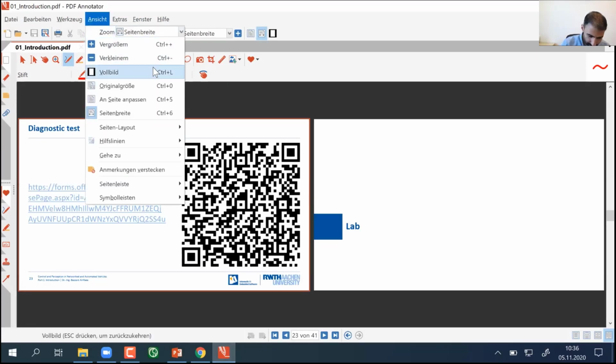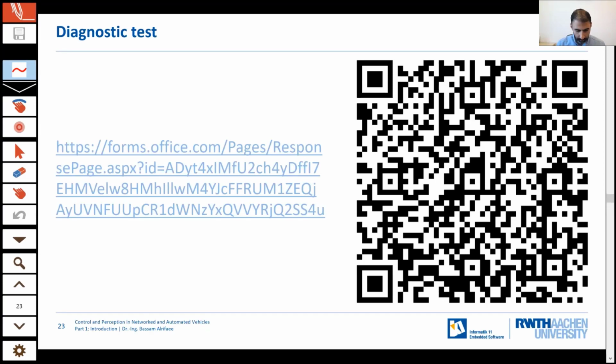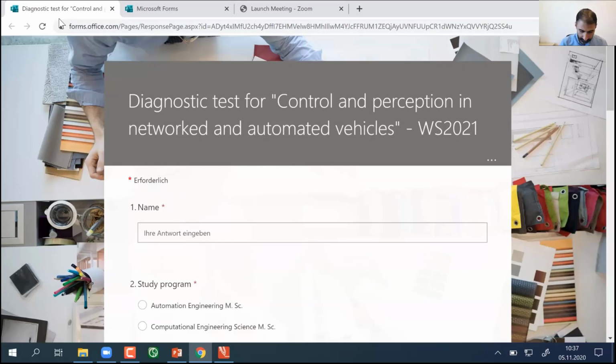Today, I would like to start with a diagnostic test. You should be able to open the link or to use the barcode to open the link. Patrick, maybe you could post the link in the chat. Okay, now you also have the link in the chat, to the test. It's here as you see.